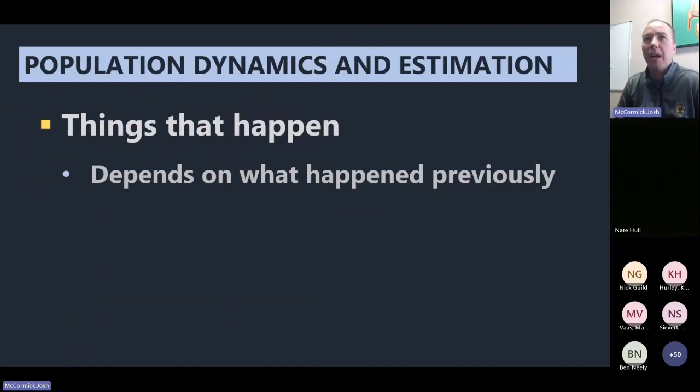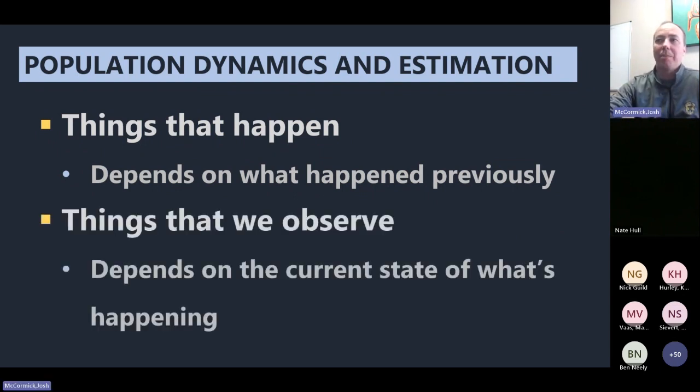I'm just going to talk about the way that I think about population dynamics in general, and how we estimate things about populations. There are things that happen to populations, and a lot of times the state of the population at a given time depends on what happened to the population previously. And rarely do we ever actually observe the population as a whole at any given time. We observe something about the population, and hopefully the thing that we observe depends on what's happening in the population. I'm just going to walk through a little example of these two things.